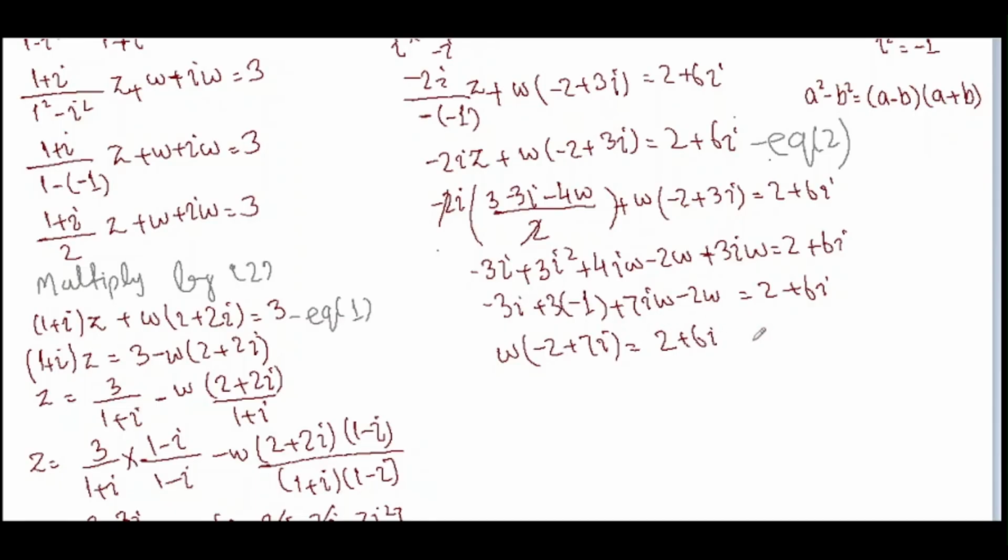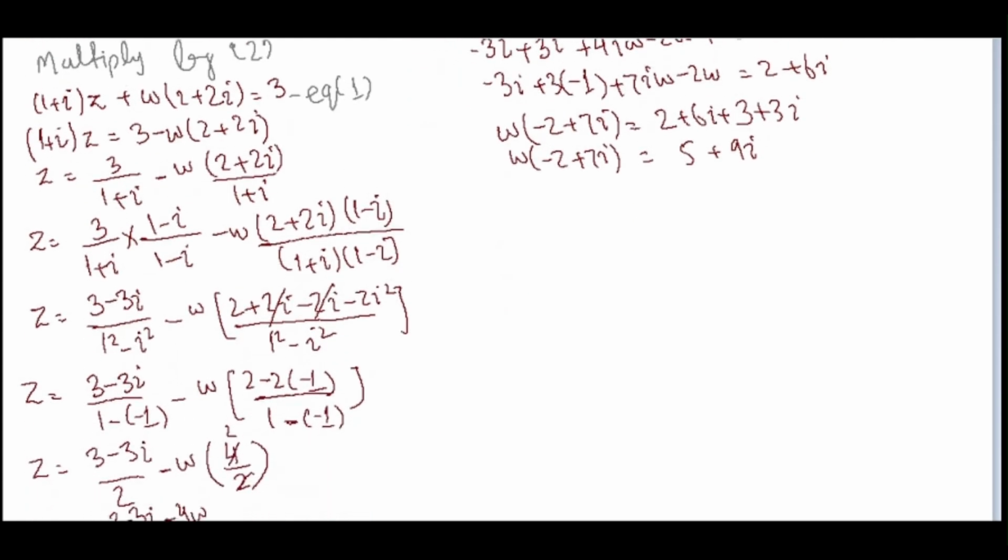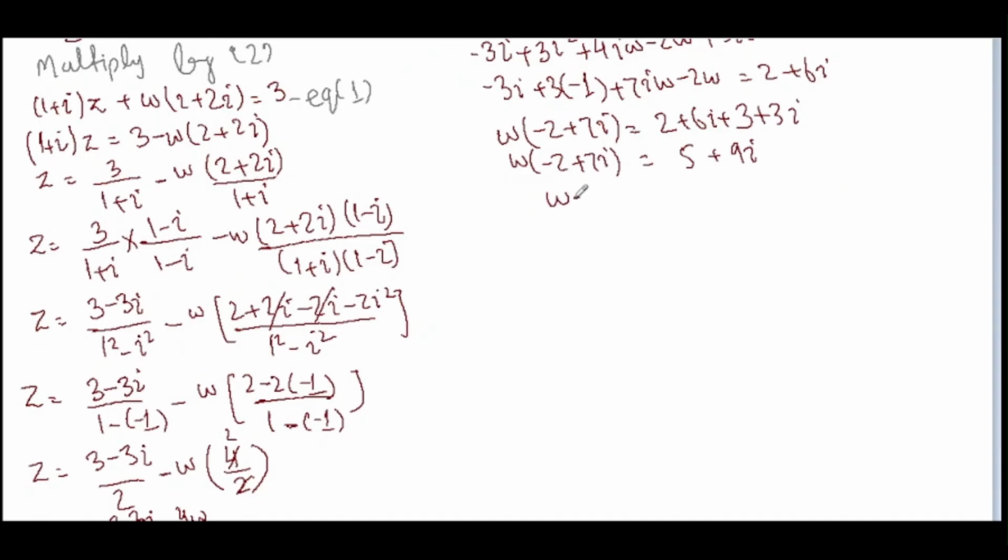Minus 3 when brought over here becomes plus 3, and minus 3 iota when brought over here becomes plus 3 iota. Now w into (-2 + 7i) equals 2 plus 3 is 5, plus 6 plus 3 is 9 iota. Now we get w equals (5 + 9i) whole divided by (-2 + 7i).